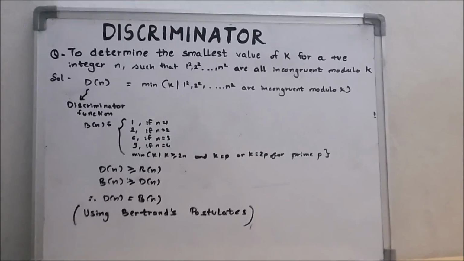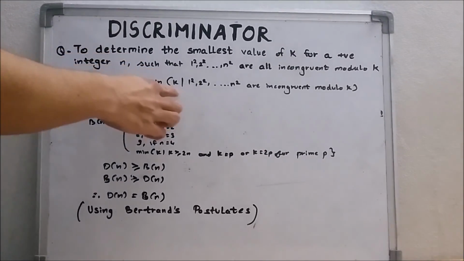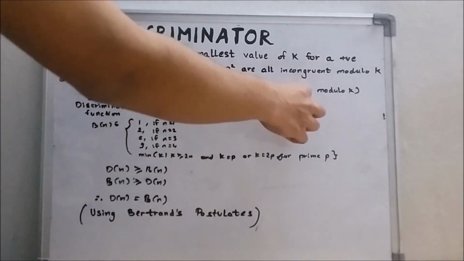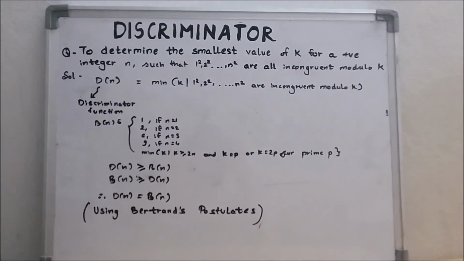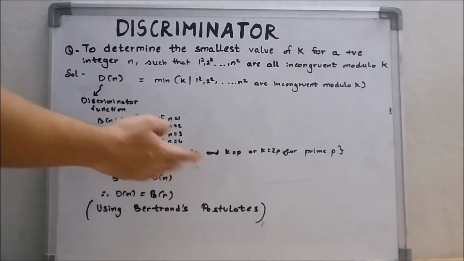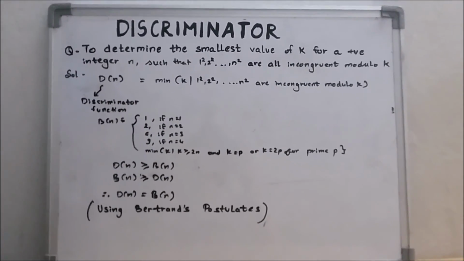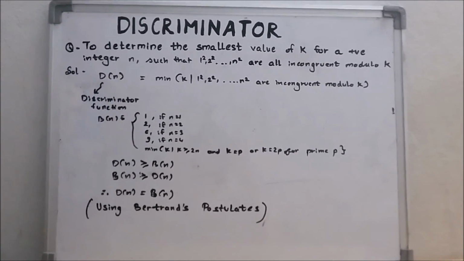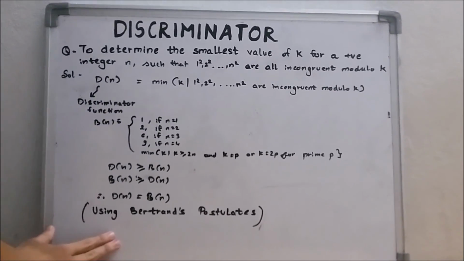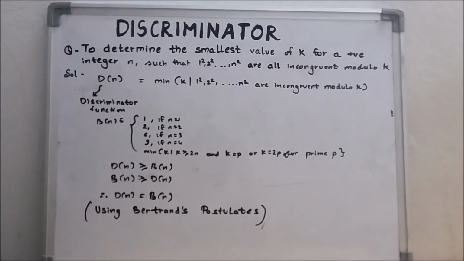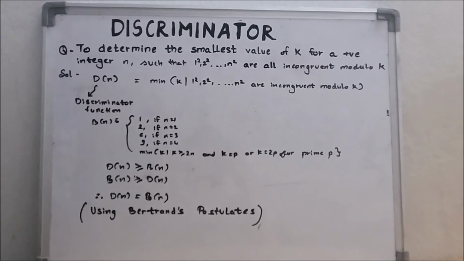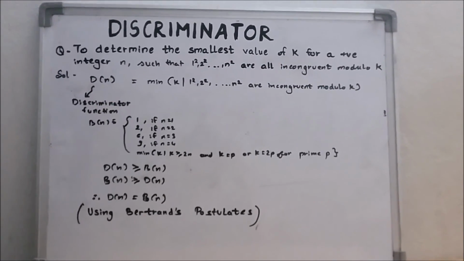We use the discriminator function. The discriminator function is the minimum k such that 1 square, 2 square to n square are all incongruent modulo k. Here we also consider another set Dn which is shown as such. Now we use Dn greater than or equal to Bn and Bn greater than or equal to Dn. Hence we come to the conclusion that Dn equals Bn. All this is done using Bertrand's postulates, which helps in finding the square roots of very large numbers in shorter time.